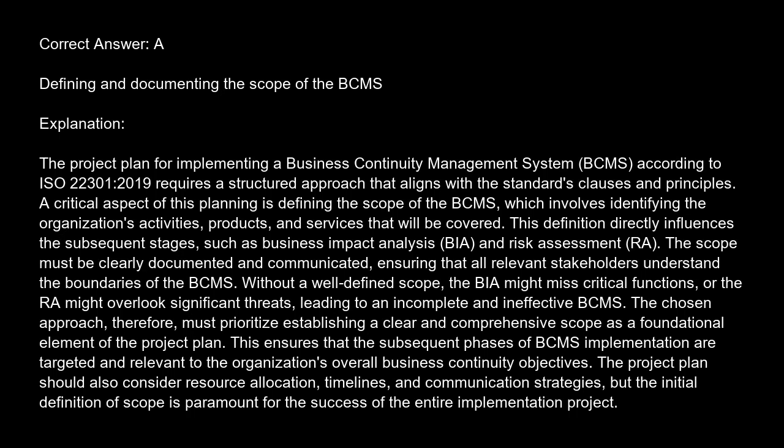The correct answer is A. Defining and documenting the scope of the BCMS. Explanation. The project plan for implementing a business continuity management system, BCMS, according to ISO 22301:2019, requires a structured approach that aligns with the standard's clauses and principles. A critical aspect of this planning is defining the scope of the BCMS, which involves identifying the organization's activities, products, and services that will be covered. This definition directly influences the subsequent stages, such as business impact analysis, BIA, and risk assessment, RA.